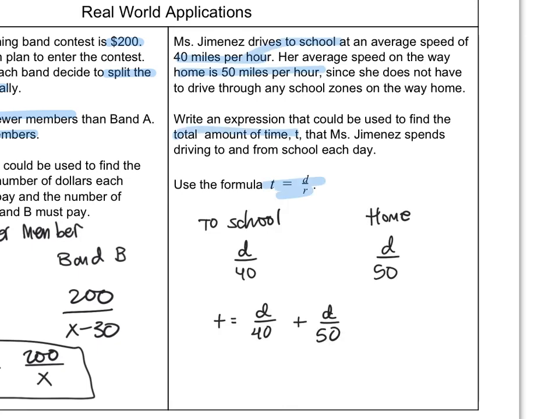So we don't know the distance that Miss Jimenez lives away from the school, but we know that the amount of time it takes her to get to school is d divided by 40. That's the distance divided by her rate of speed. And we know the amount of time it takes her to get home is d divided by 50. Now if we add d divided by 40 plus d divided by 50, that's the total amount of time that Miss Jimenez spends driving to and from school every day.